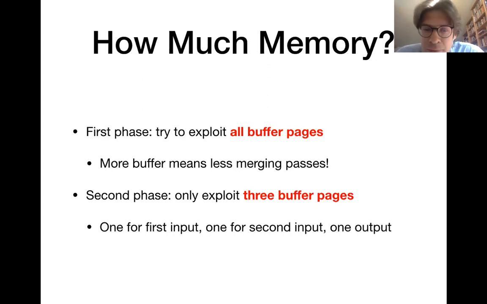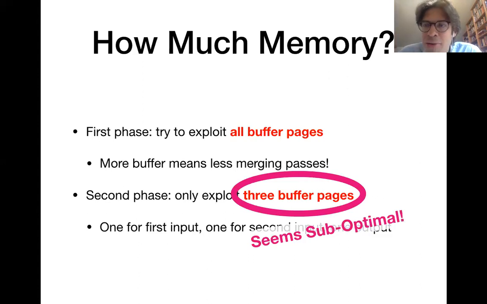In the second phase, however, we only exploit 3 buffer pages: one for the first input, one for the second input, and one for the output. Now, this already tells you that maybe something can be improved, because in the first phase we are exploiting all main memory, while in the second phase we only exploit a part of it. And in the context of data processing, you can often speed up things if you're willing to use more main memory. So this is somehow strange, and it already gives us the feeling that perhaps there's something we can improve with this join operator.